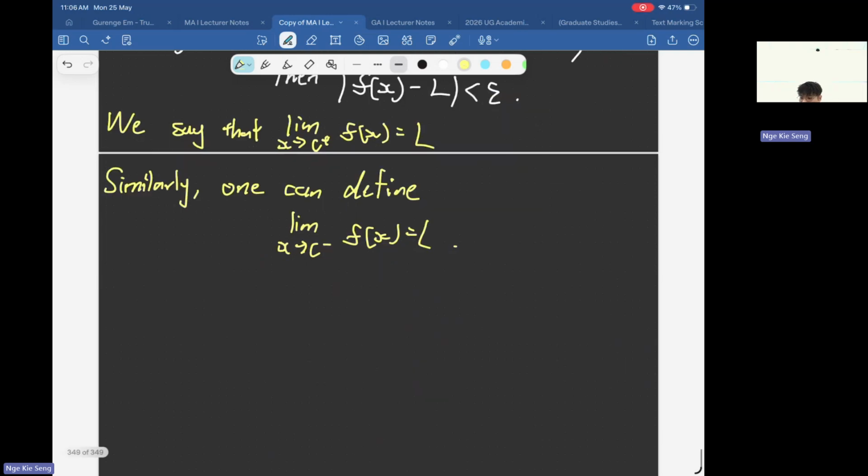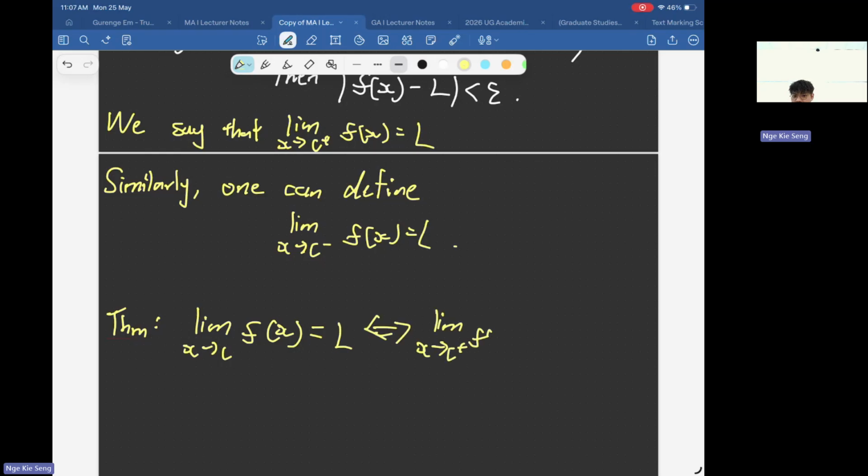Okay, I think you learned this in calculus, right? The limit of x going to C gives you L if and only if the left limit and right limit also converge to the same thing.